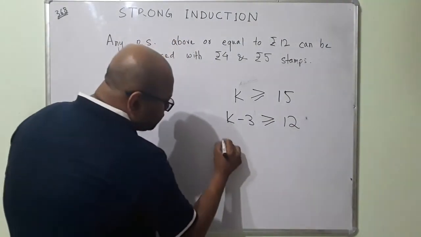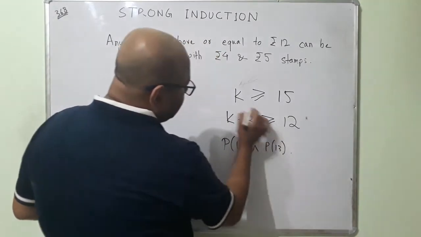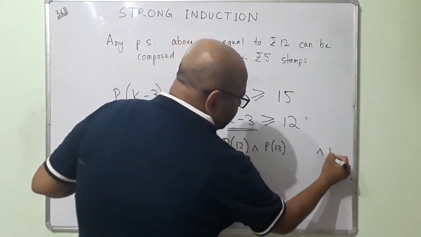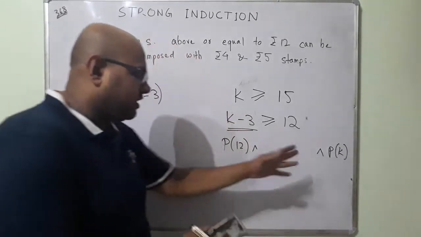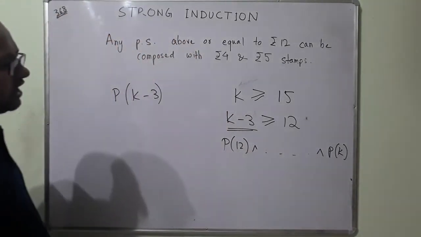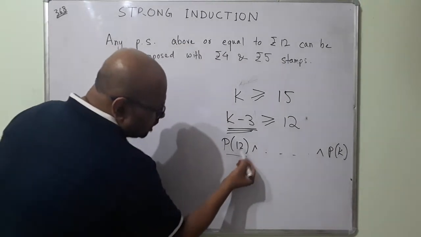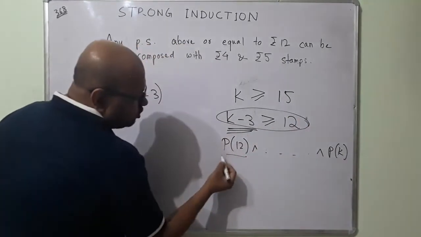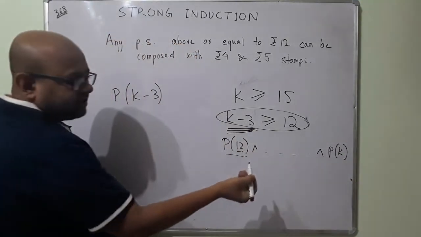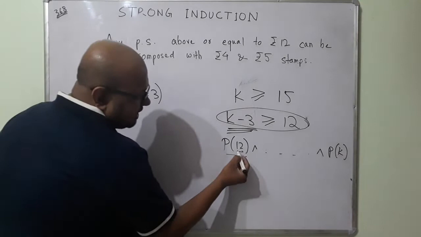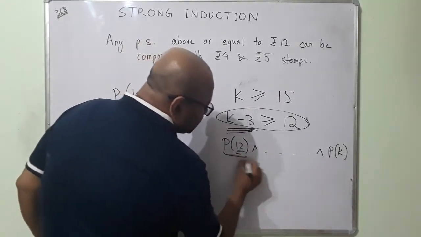Now what do I know? I know that P of 12 is true. P of 13 is true, and so on. What do I know about P of 3? I had assumed P of 12 is true up to P of k is true. All of this in between I assume to be true. Now what do I know about k minus 3? I know k minus 3 is 12 or greater than 12, and I know k minus 3 is less than k. Definitely less than k, 3 steps before k, but equal to or after 12. So I know it is somewhere in here.